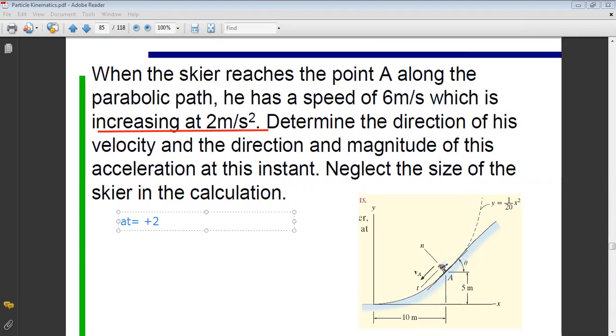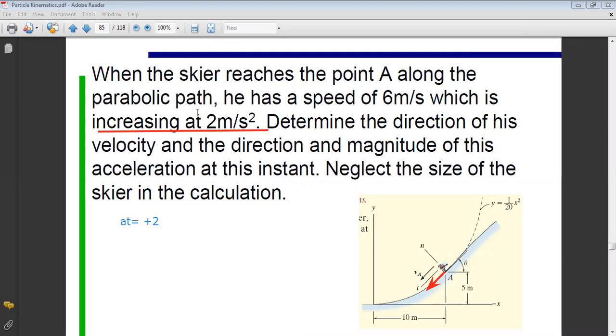Because look, always in normal tangential coordinates, V is always positive. We cannot have V negative in normal tangential coordinates. Why? Because UT always follows V. So this is UT here. UT always follows the velocity. This is why V in normal tangential coordinates is always positive, not like in i, j, k coordinates.